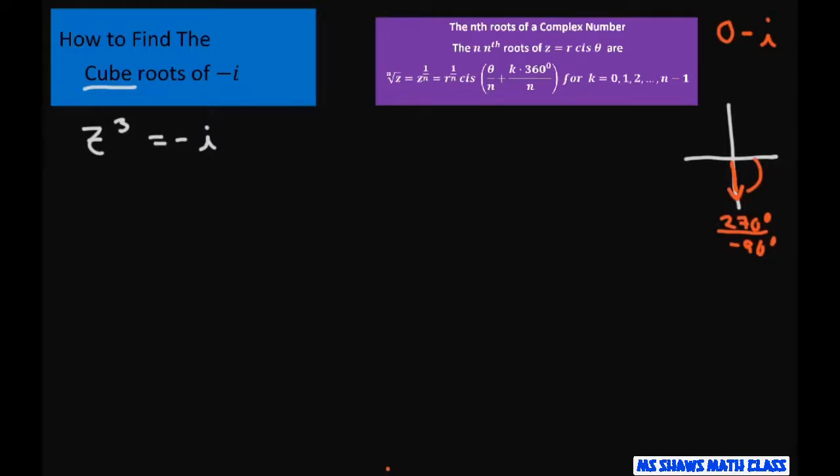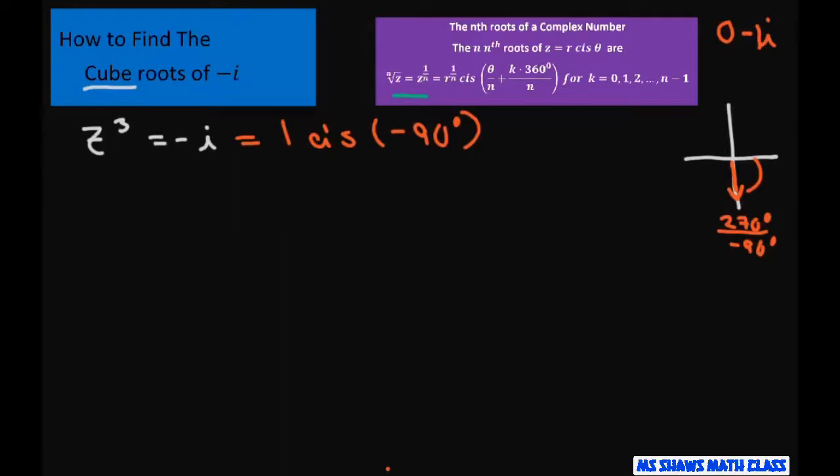So we're going down 1. This is a 1. So our r is 1. And this equals 1 cis of negative 90 degrees. Or again, you could do 270 instead.